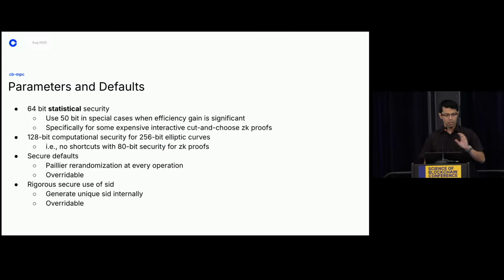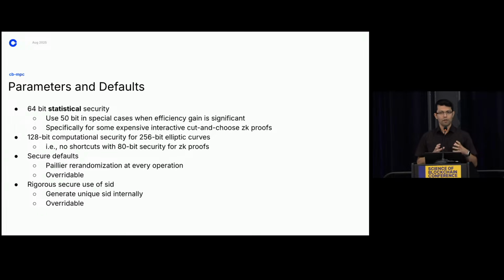All right, so let's do a quick rundown of our parameters. For a statistical security parameter, we use 60-bit security. In some cases, for example, interactive cut and choose ZK proofs, we use 50K because we get significant efficiency gains. For computational security, we use 128-bit, which is in line for 256-bit of the elliptic curve point. We do not take any shortcuts for computation security. So for example, we do not rely on 80-bit security for ZK proofs.